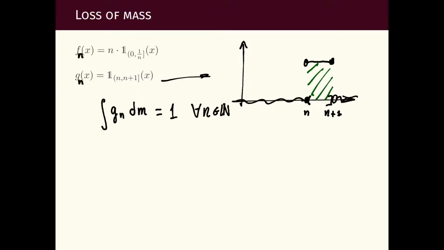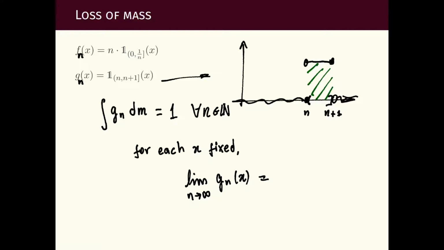However, we can now think, what is the limit as n tends to infinity of this function gn? For each x fixed, we can take the limit when n tends to infinity of gn of x. And what will be that limit? Well, let's fix x. What is the value of gn of x?